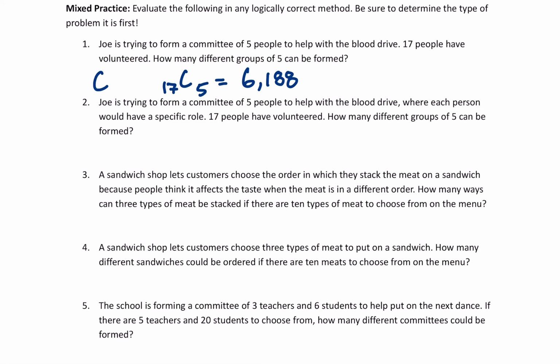The next one. Joe is trying to form a committee of 5 people to help with the blood drive, where each person would have a specific role. 17 people have volunteered. How many different groups of 5 can be formed? This is the exact same question as before. The only difference is now we're assigning specific roles. And because we have specific roles, the order matters. So this one's going to be a permutation. And we're going to set it up the exact same. We still have 17 people. This time we're permuting, and we are doing groups of 5. If I put that in my calculator, I get 742,560.